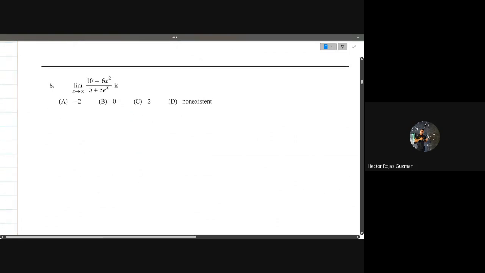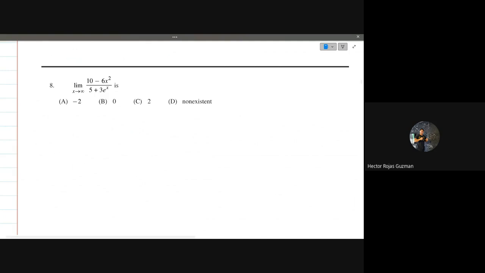The limit as x approaches infinity. Okay, when you're taking the limit to infinity, you're going to look at the power functions. You're going to look at the functions that grow the fastest. So we're going to go ahead and ignore the 10 and the 5, and we're going to stick with negative 6x squared divided by 3e to the power of x.